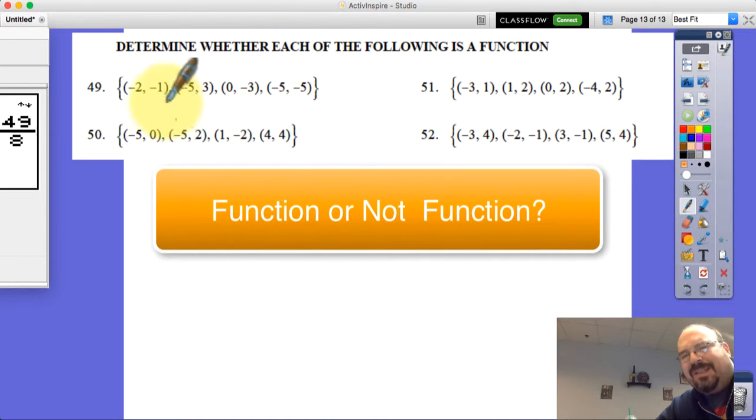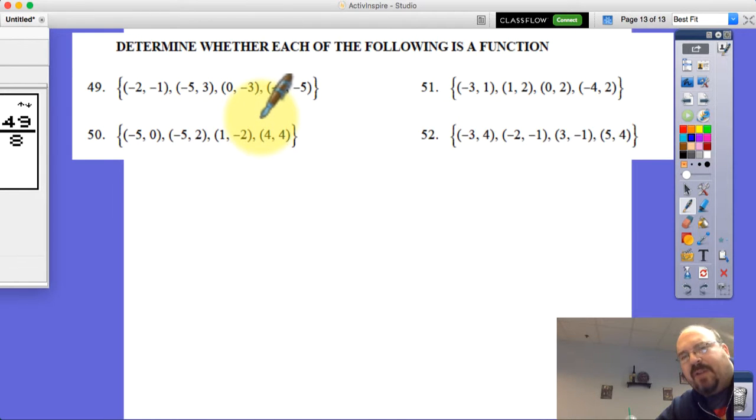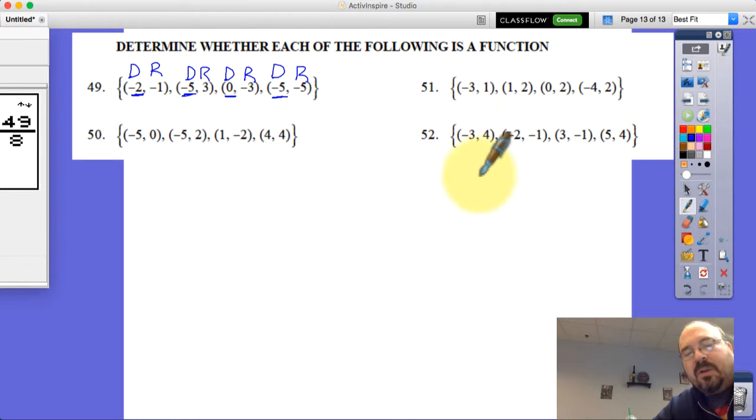So when you have a list of points like this and you want to know if you have a function, an easy way to tell if you have a function is you look at the domain. The first set of each number or each point is the domain. So these are elements of the domain. And the second number is part of the range. Okay? If you see a number repeated in the domain, it is not a function. So here I have -2, -5, 0, -5. This is not a function because the -5 is repeated in the domain.